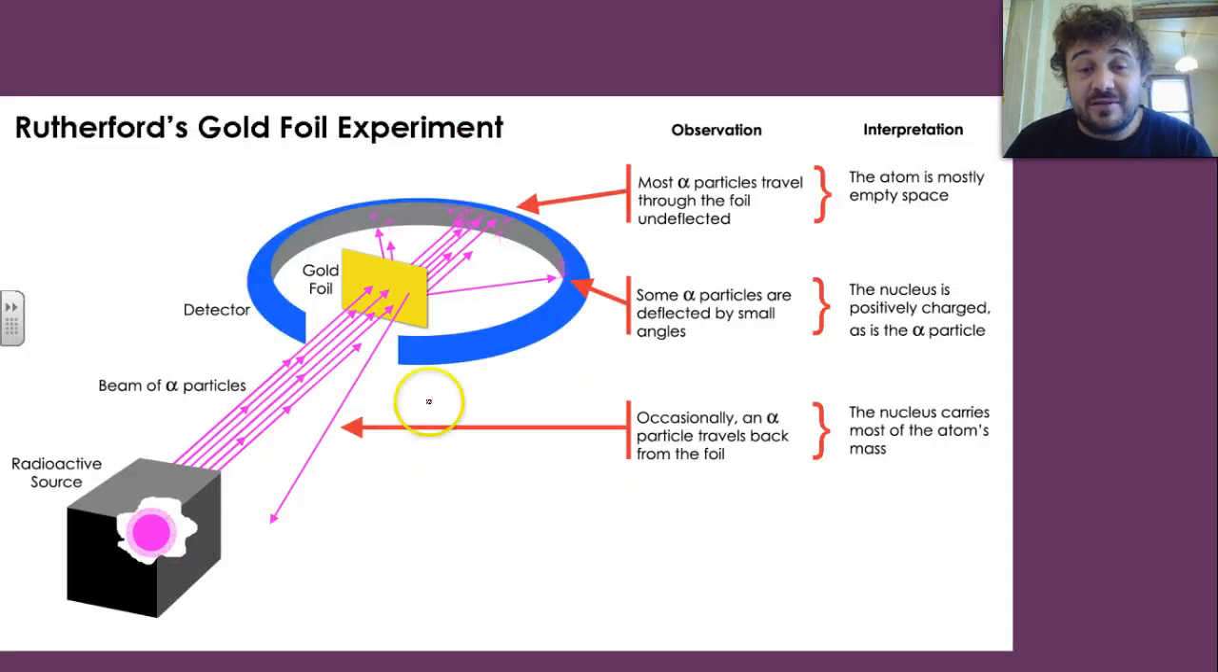Okay, so this is what he looked like. Here's our observation, and here's our conclusion. He fires the beams through, boom, boom, boom, and most of them go straight through. What this means is that the atom is mostly empty space. Some bent. Now, what this means is, if it's mostly empty space, there's a positive part and a negative part, because we know that helium nuclei are positive.